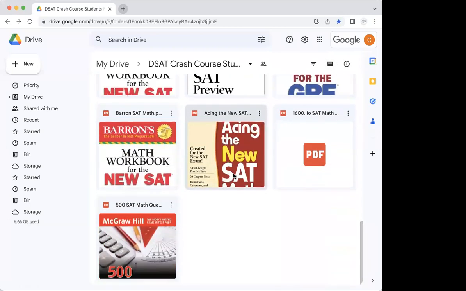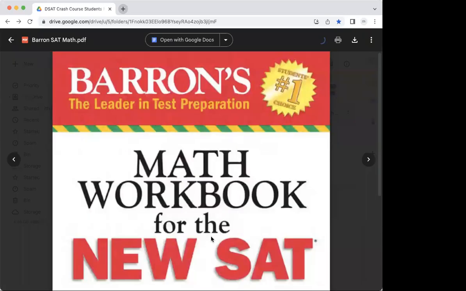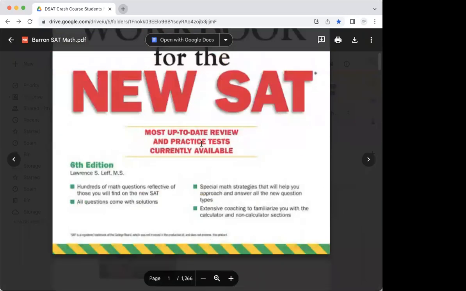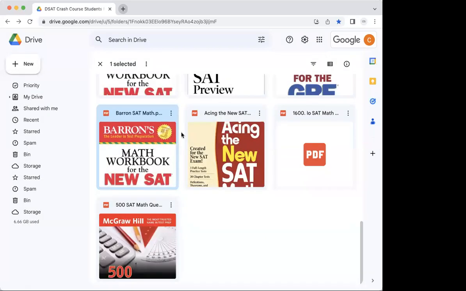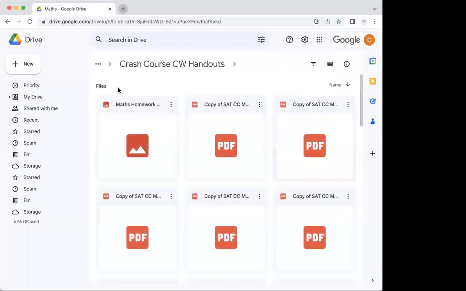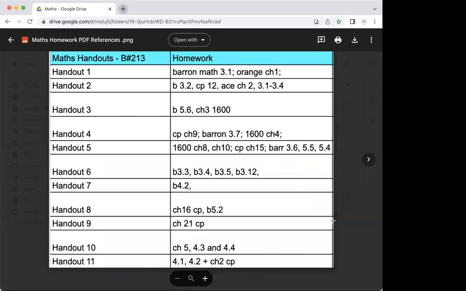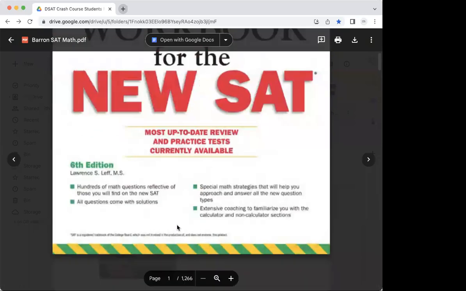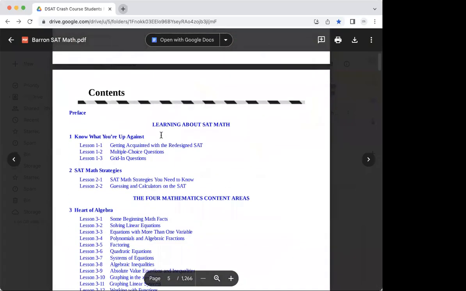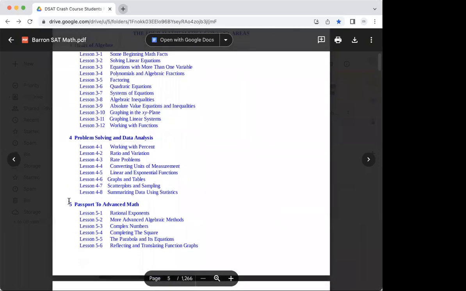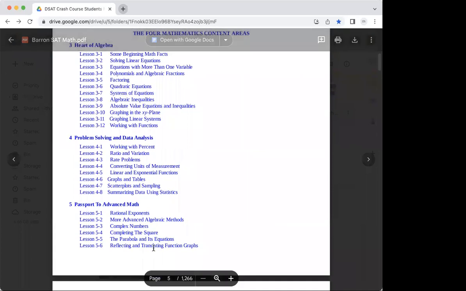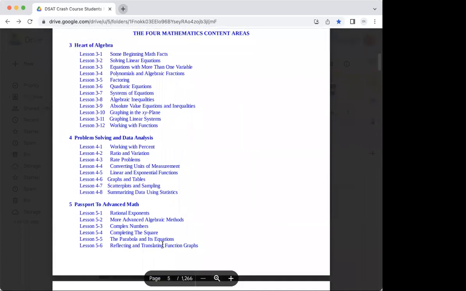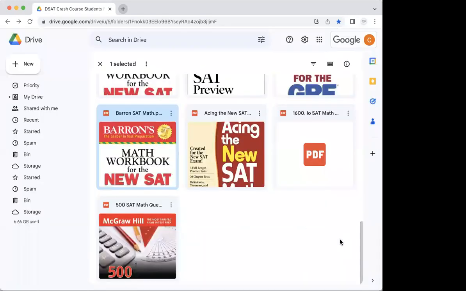These are the shortlisted PDFs for you. Baron, what was it? 5.6 and chapter 3. This Baron SAT Math, okay? B is for Baron. 5.6, guys, this one, see? Reflecting and translating function graph, right? Please do the tune-up exercises, the back exercises, right? 5.6, and that 1600 is this book, okay?